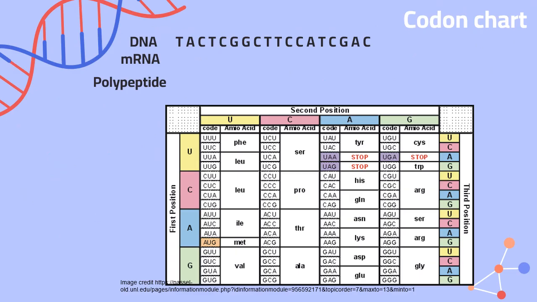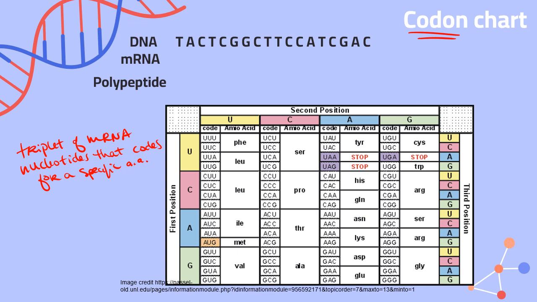I have used this term codon quite a few times already today. We're going to pause and talk about what even is a codon. Codons are triplets, three sums of messenger RNA nucleotides that code for a specific amino acid. We are going to practice using this amazing codon chart here to take this DNA gene sequence, convert it through transcription into a messenger RNA transcript, and then we will translate that messenger RNA transcript into our sequence of amino acids that builds our polypeptide chain.